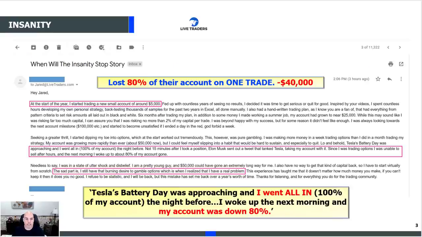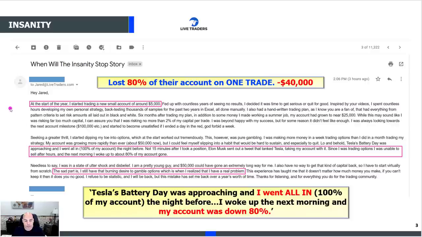So this particular person lost 80% of their account on one trade. I put at the bottom in yellow, and I'm quoting: Tesla's battery day was approaching, and I went all in, 100% of my account the night before. I woke up the next morning and my account was down 80%. Obviously this person is clearly aware of the insanity, because they said, when will the insanity stop story, and they sent it to me saying, hey, I did something pretty dumb here.